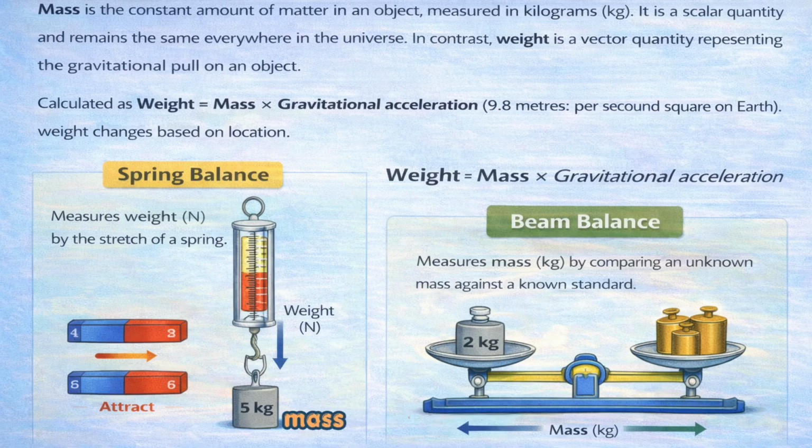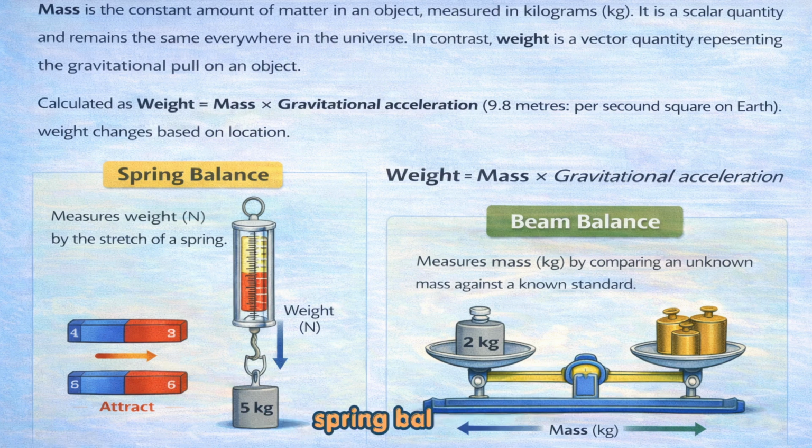Weight and mass. Mass is the constant amount of matter in an object, measured in kilograms. It is a scalar quantity and remains the same everywhere in the universe. In contrast, weight is a vector quantity representing the gravitational pull on an object. Calculated as weight equals mass multiplied by gravitational acceleration, 9.8 meters per second squared on Earth. Weight changes based on location.